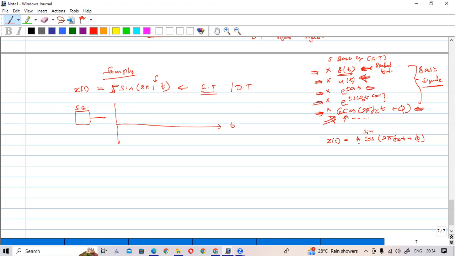Okay, and tell me what is this parameter, and what is this parameter, and what is this parameter. This is very important, okay? You have to be very thorough with this, okay?